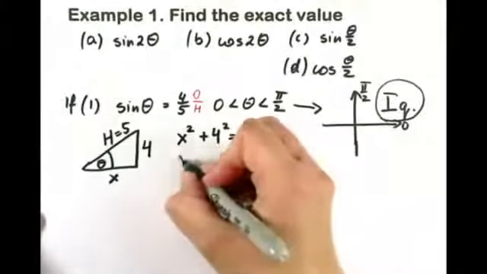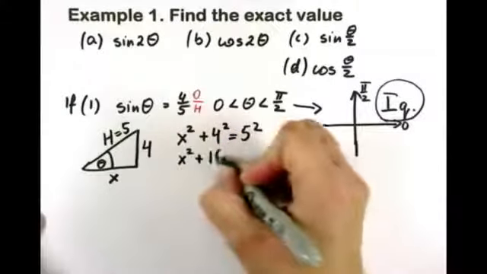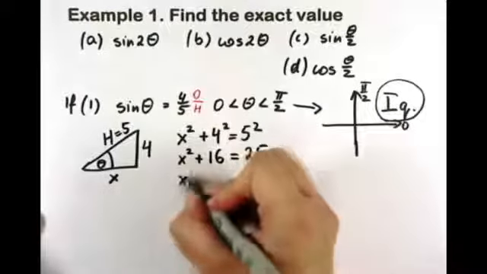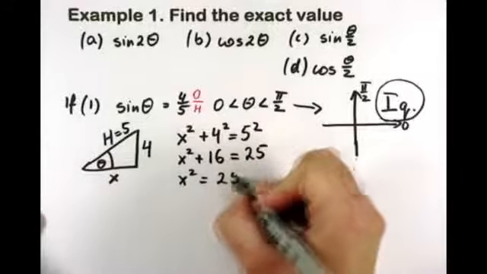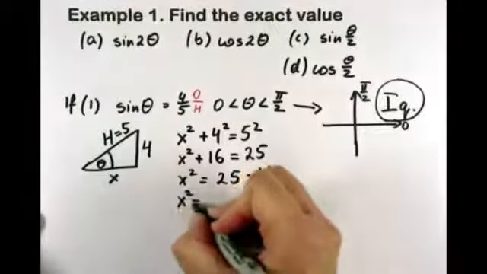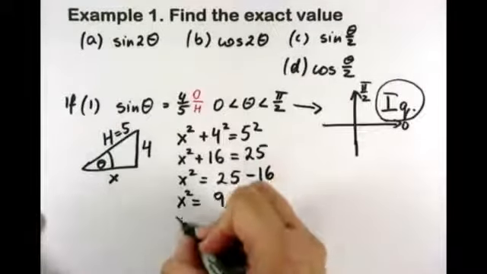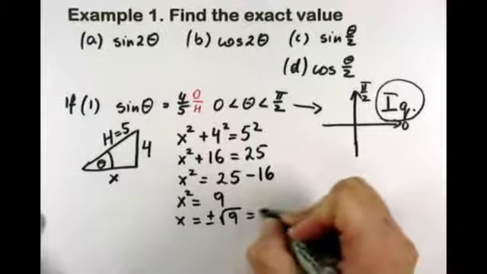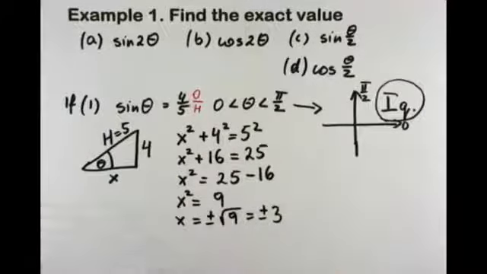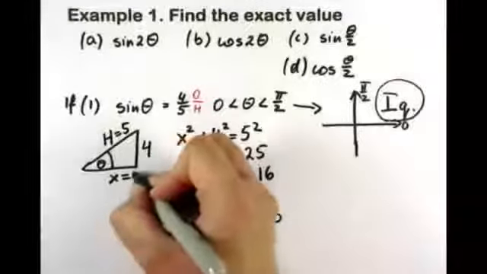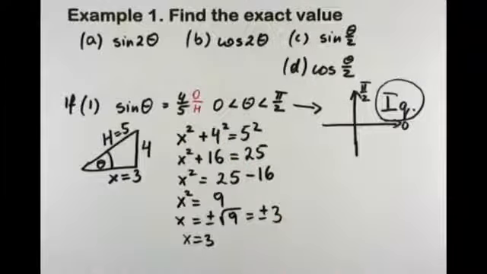We are getting that x squared plus 16 is equal to 25. Bring this over. So x squared is equal to 25 minus 16. 25 minus 16 is 9. So x is equal to plus or minus square root of 9, which is plus or minus 3. And because we are in the first quadrant, we are choosing 3. So x is 3.